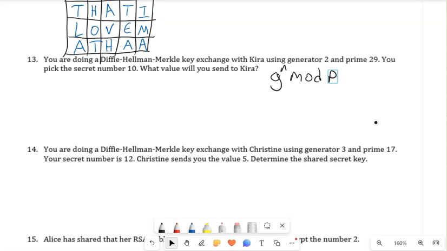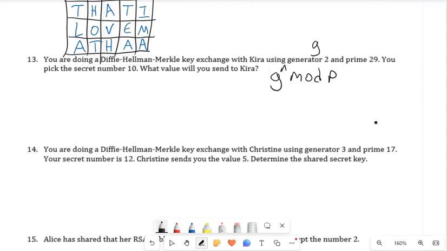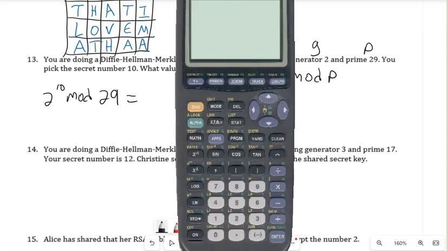Which version you need. All right. So the generator G and the prime P are given. The N is your secret code, secret number 10. So we would do 2 to the 10 mod 29. This would give us the exchange value that we'd send to Kira. Let's see what it looks like.